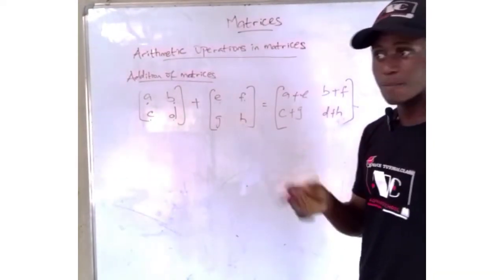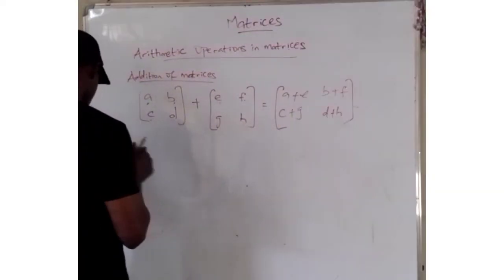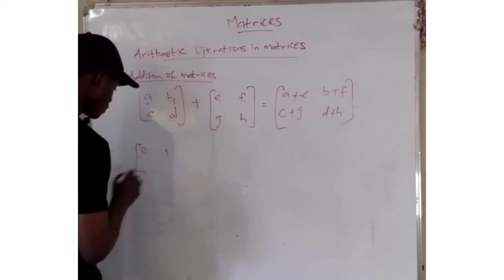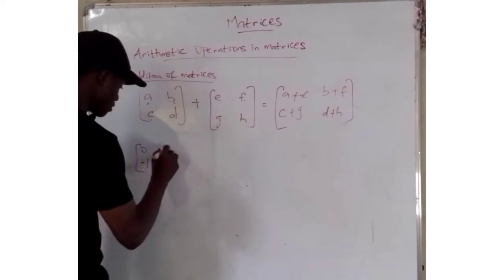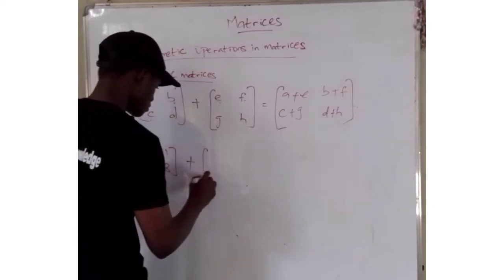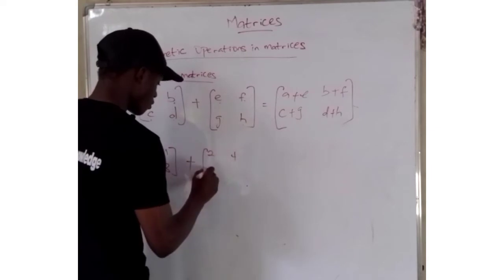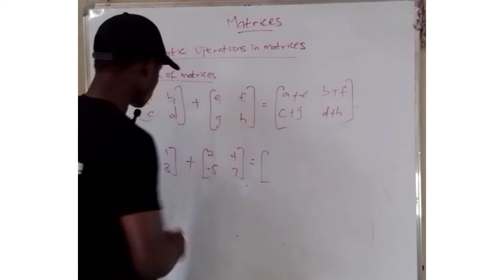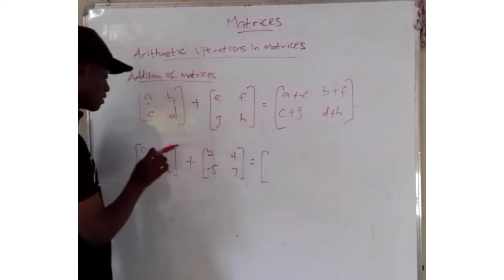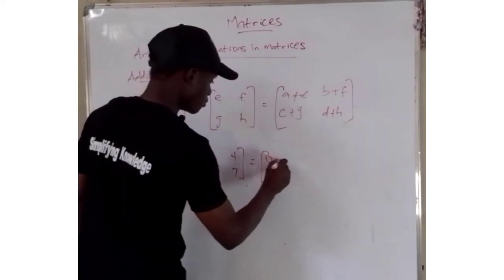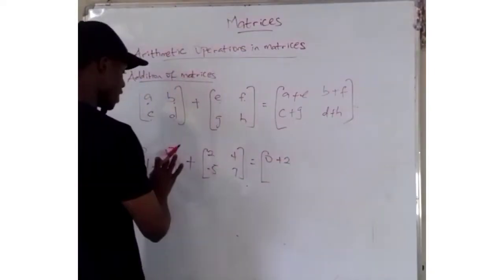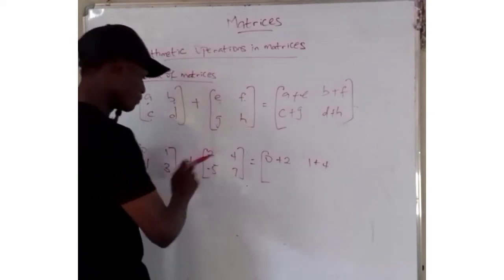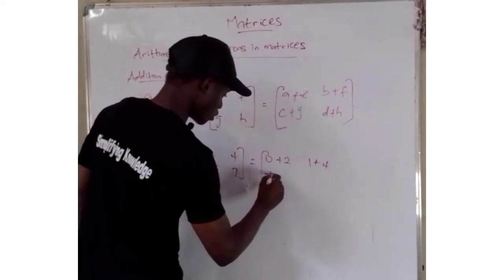So let's take other examples on this. Let's say we have 0, 1, minus 1 and 3 plus 2, 4, minus 5 and 7, and we are told to add up these matrices. What do you do? Just according to what I told you, this one adds to this one: 0 plus 2 first, and we have 1 plus 4 next, followed by minus 1 plus what? Minus 5. Minus 1 plus minus 5.